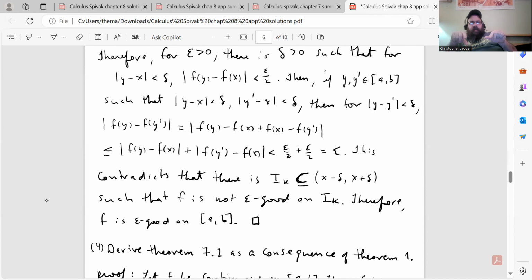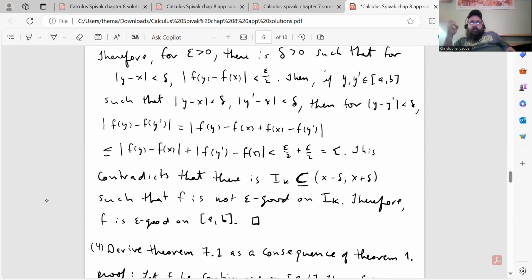Then you look at absolute value f of y minus f of y prime, that equals f of y minus f of x plus f of x minus f of y prime. Again, I'm using that same trick that I used before where I'm adding 0, right? f of x minus f of x is 0. That's less than or equal to absolute value f of y minus f of x plus f of y prime minus f of x, less than epsilon over 2 plus epsilon over 2, which is epsilon.